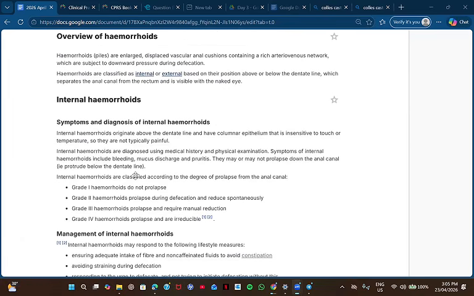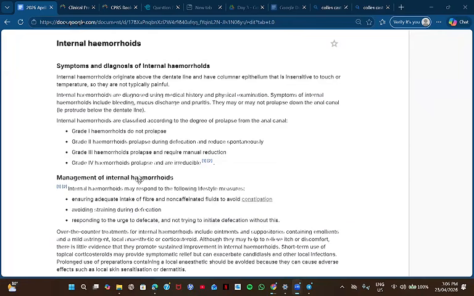The symptoms of internal hemorrhoids: bleeding, mucus discharge, and itching, pruritus. There may or may not be prolapse down the anal canal. According to the stage only, we decide the treatment. Now tell me what management options we have. Doctors, for a grade 1 internal hemorrhoid, what is the management?